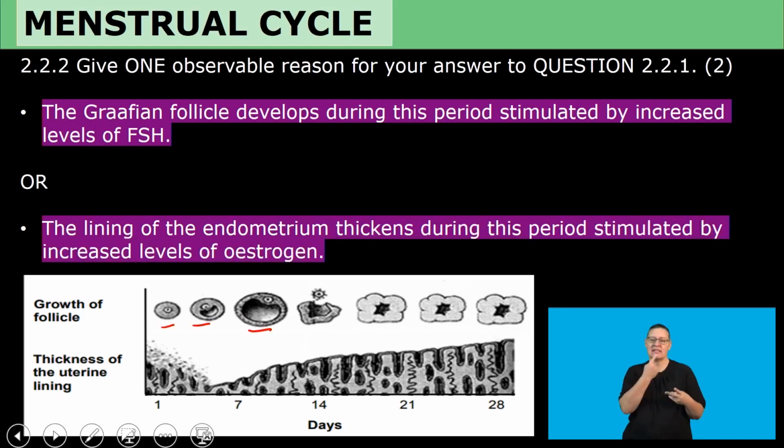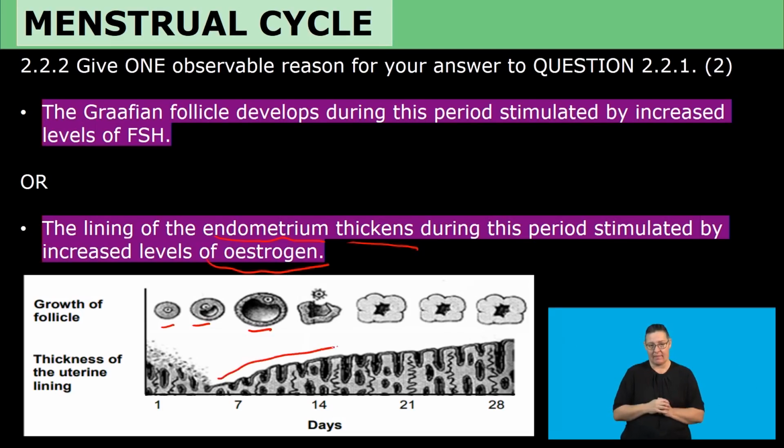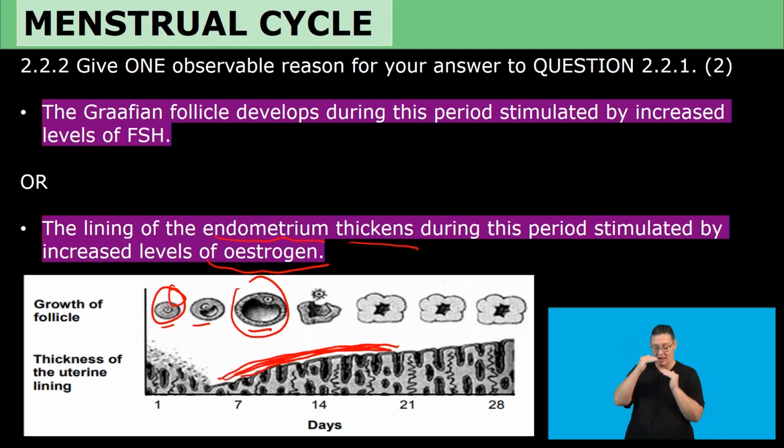Or you can even speak about the lining of the endometrium. The endometrium is the inner lining of the uterus. So you can see that the lining of the endometrium thickens during this period stimulated by increase in levels of estrogen. You can see that the lining, this is the endometrium, it's thickening by the influence of progesterone. Look at the link. We have got the follicle growing under the influence of FSH, and we've got the endometrium thickening through the influence of estrogen secreted by the Graafian follicle. This is interesting, isn't it?